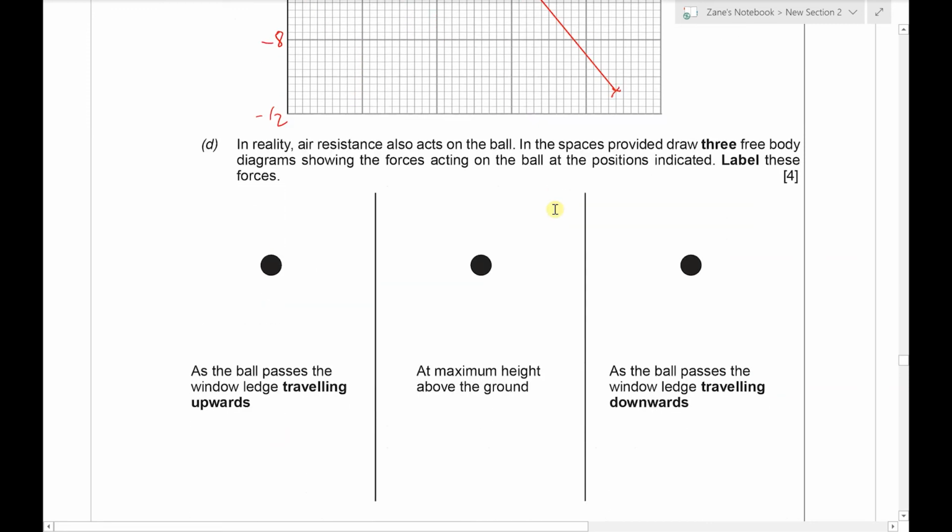For the next part of the question, the last part of the question, we're told that in reality air resistance also acts on the ball, and we've got to draw 3 free body diagrams showing the forces acting on the ball at the positions indicated, and we've got to label the forces.